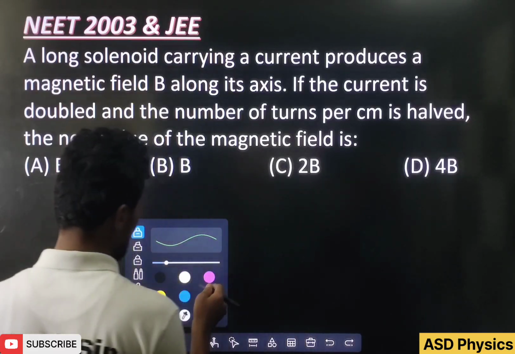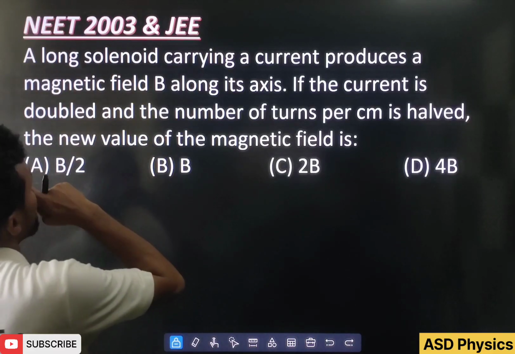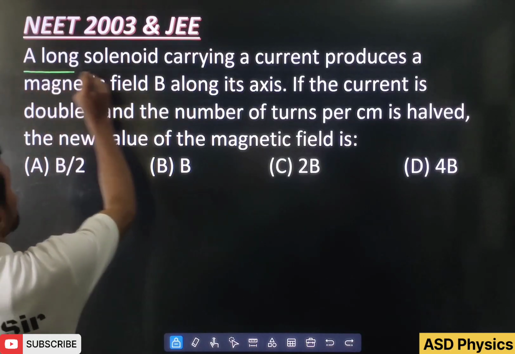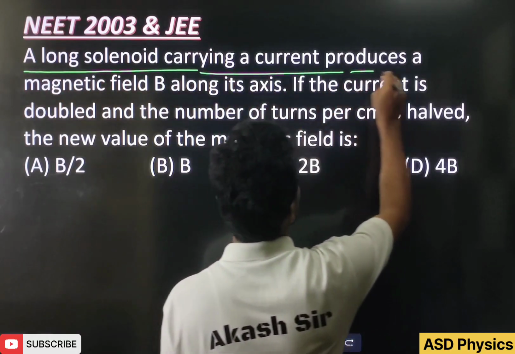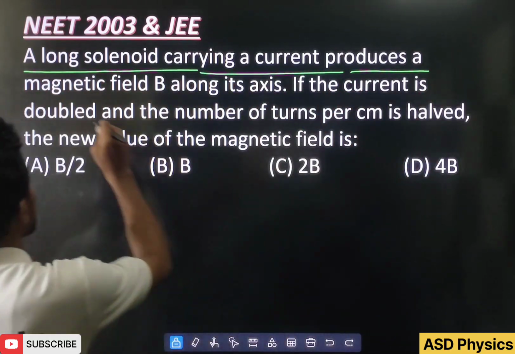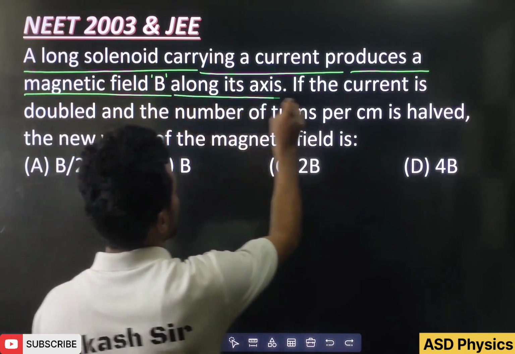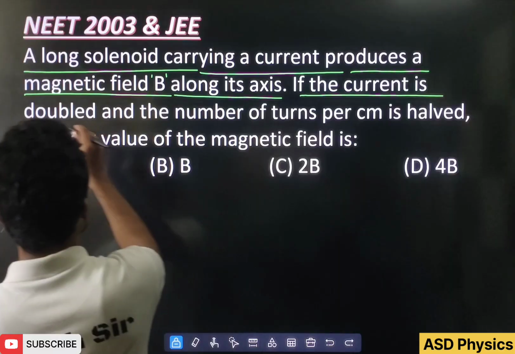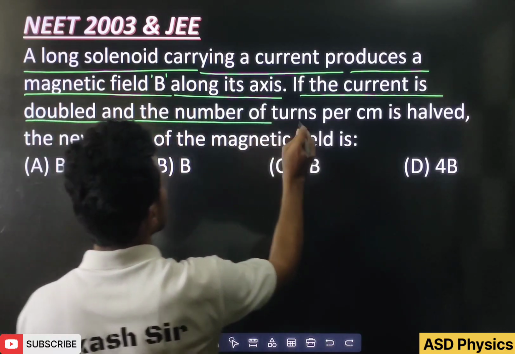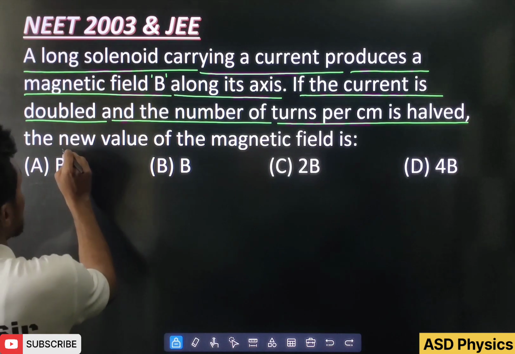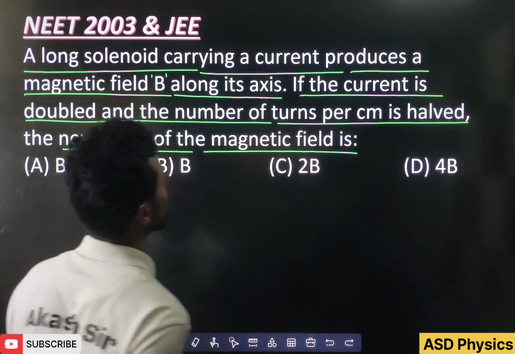Next one, let's see. This question came in NEET 2023 and is important for JEE also. A long solenoid carrying a current produces a magnetic field B along its axis. If the current is doubled and the number of turns per centimeter is halved, the new value of the magnetic field is how much?